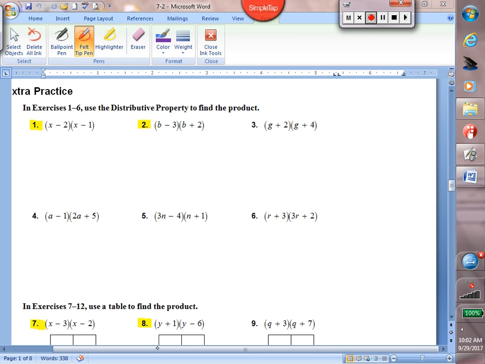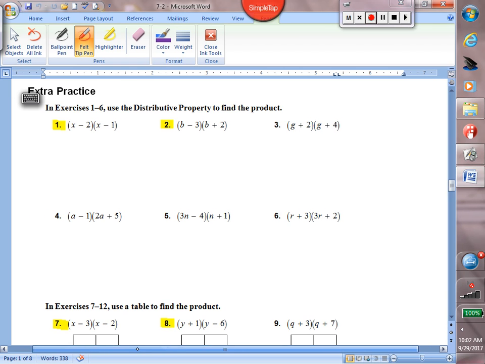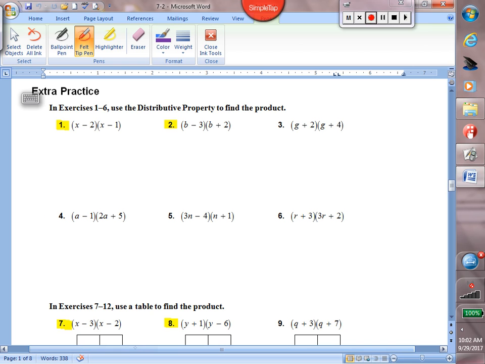Please open to page 213 in your student journal. Today in lesson 7.2, we're going to be multiplying polynomials. More specifically, binomials and trinomials.